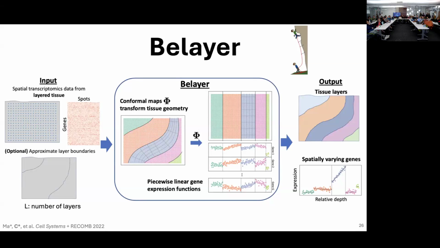You might be wondering where this name came from. Part of it's supposed to be a play on words because we're looking at these layered tissues. And then I also like to go rock climbing. So we'll see in this and a few other things I try to insert references to rock.